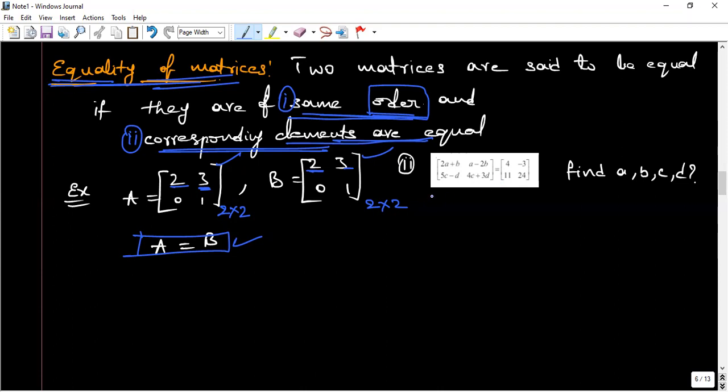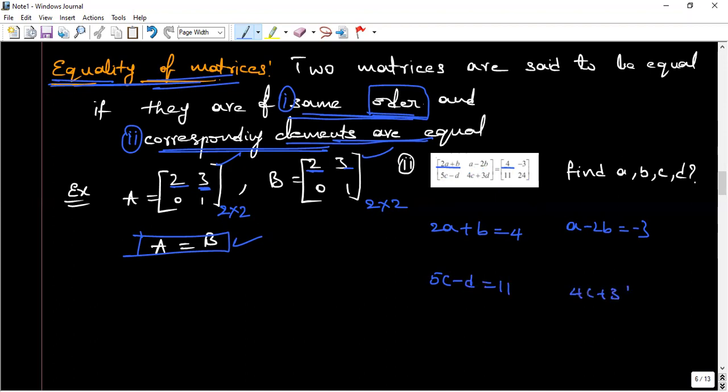We have one example here. 2A plus B, they are equal like that. You take the corresponding elements as equal. Like 2A plus B is equal to 4. A minus 2B is equal to minus 3. And 5C minus D is equal to 11.